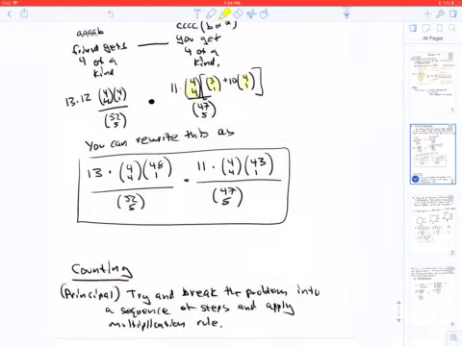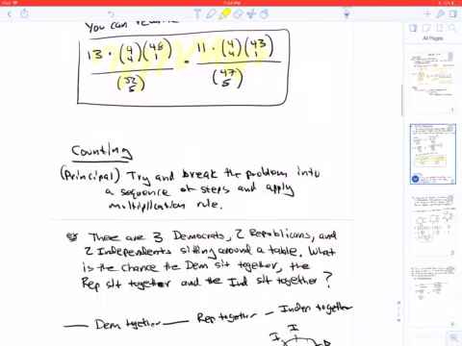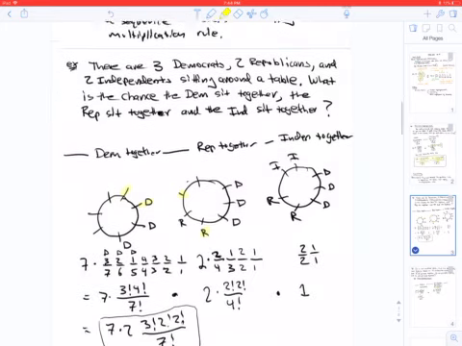So we can rewrite this. First of all, we multiply these and can rewrite it as shown here. So here I'm just multiplying 12 times 4 choose 1, which is 48 choose 1 or 48, and similarly for the next. So this introduces a general counting principle, which is to try to break the problem into a sequence of steps and apply the multiplication rule. This is a very powerful principle.